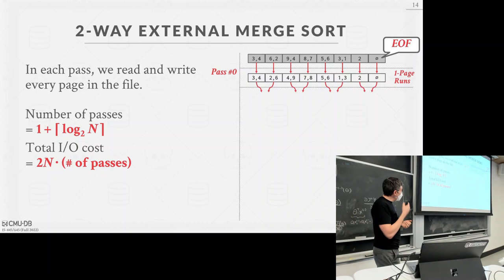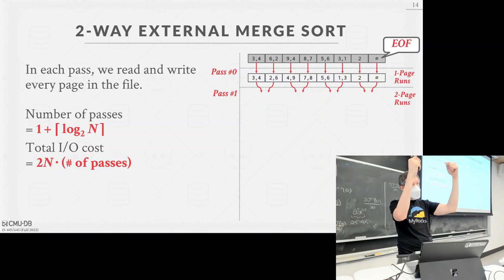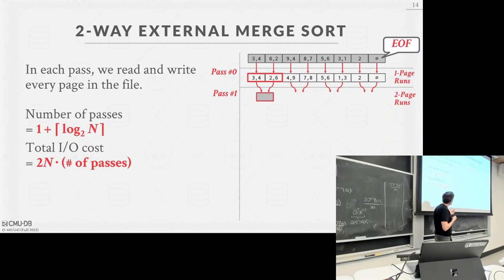Now, in the next phase, I'm going to combine two adjacent two-page sorted runs, bring them into memory, and walk through them with that cursor and compare the first key of the first run and the first key of the second run. Whichever one is less gets written out to our output buffer. So we start with these two runs up here. We compare 3 and 2. 2 is less than 3, so 2 gets written out.